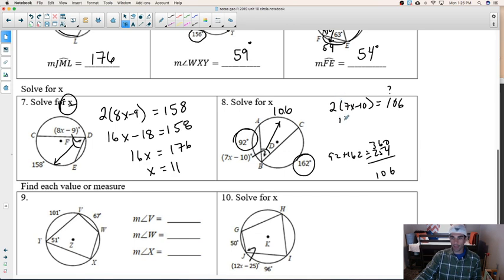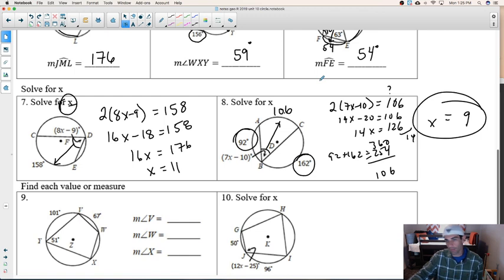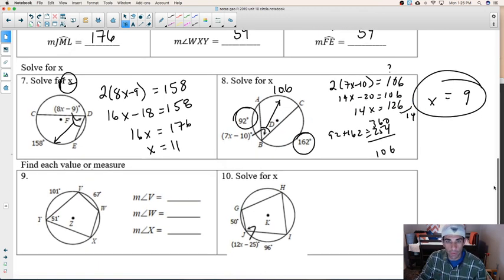2 times 7 is 14. 2 times negative 10 is negative 20. So 14x is going to give me 126. Divide over here by 14, and you're going to get x to be 9. Okay, and again, there you go. So there's some practice with some inscribed angles.